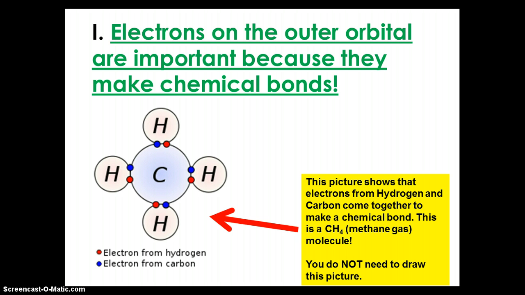Number 1, electrons on the outer orbital are important because they make chemical bonds. In this picture, it shows electrons from hydrogen, which are red, connecting with the electrons from carbon, which are blue, and they make a chemical bond. And that's how carbon and hydrogens are stuck together. This makes CH4 or methane gas, which is found in your homes. It's the same gas that's found often in your stovetops, that blue fire. And you do not need to draw this picture.